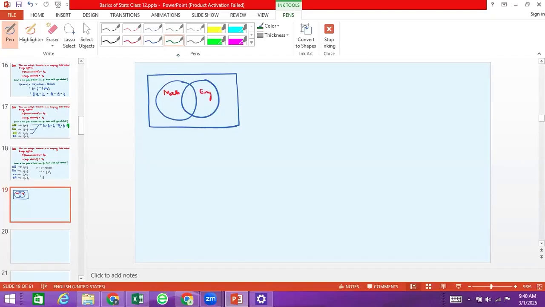Now I will populate different numbers. There are 4 students who love only math. They do not love English. There are 2 students who like math and English both. There are 5 students who only like English and do not like math. And then there are 3 students. Who are these 3 students? They don't like anything. They do not like math, they do not like English. So this is how our Venn diagram will look.